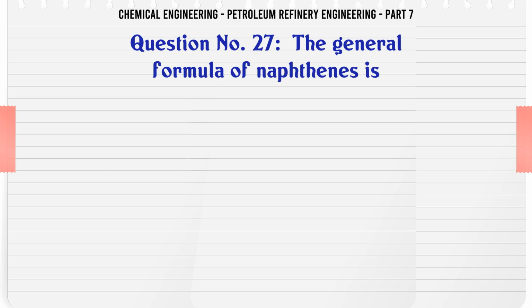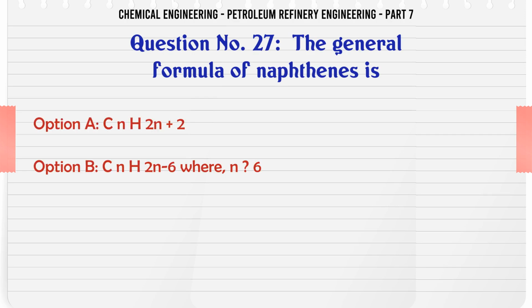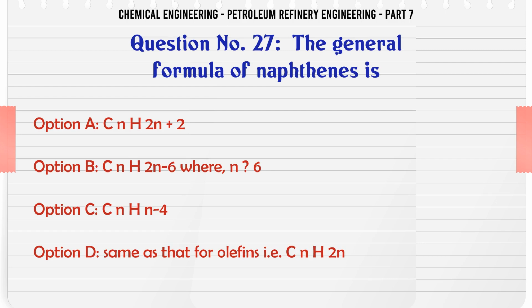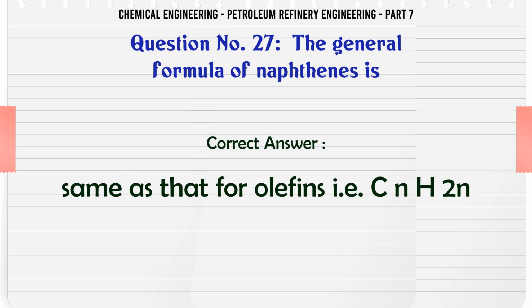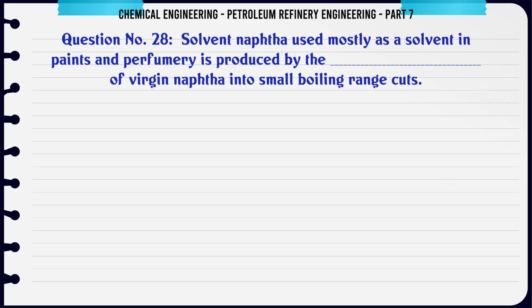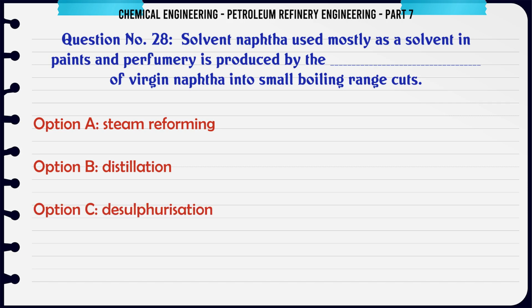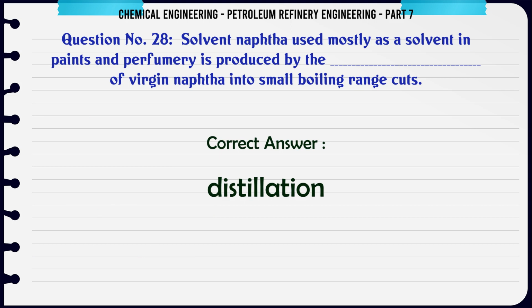The general formula of naphthenes is: A. CnH2n+2, B. CnH2n-6 where n≥6, C. CnH2n-4, D. same as that for olefins, i.e. CnH2n. The correct answer is same as that for olefins, i.e. CnH2n. Solvent naphtha, used mostly as a solvent in paints and perfumery, is produced by the blank of virgin naphtha into small boiling range cuts: A. steam reforming, B. distillation, C. desulfurization, D. none of these. The correct answer is distillation.